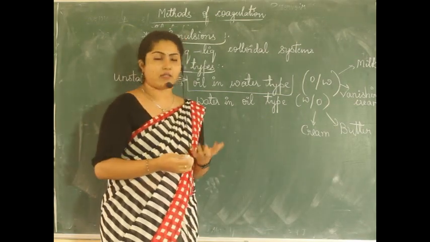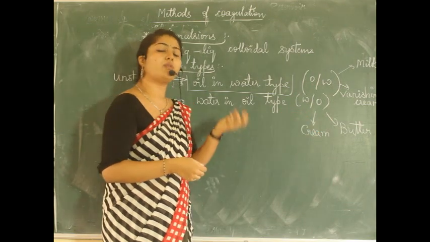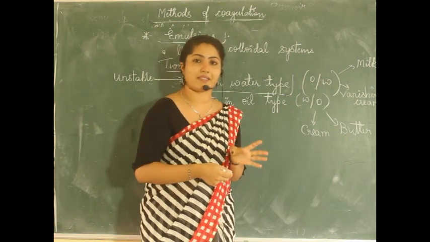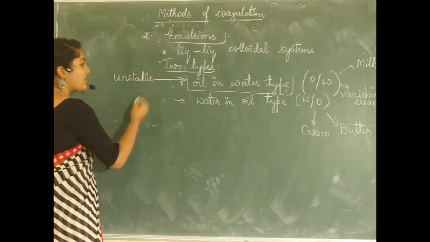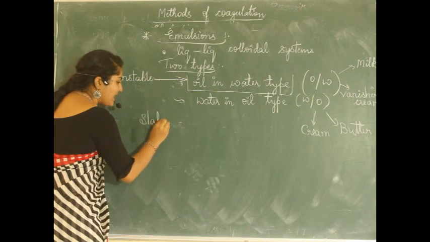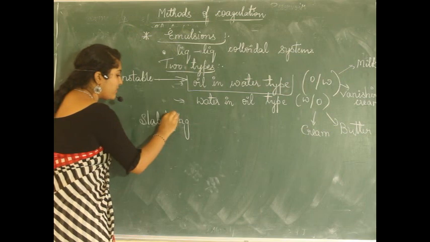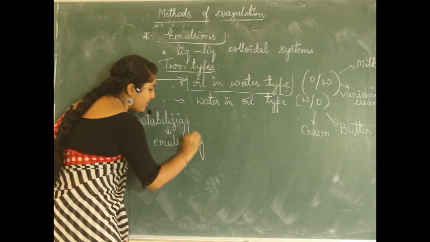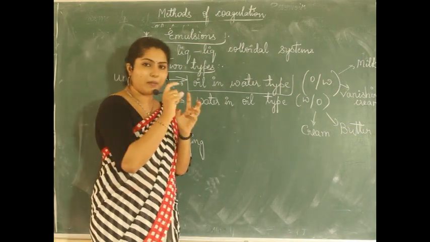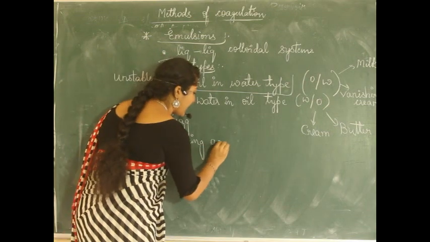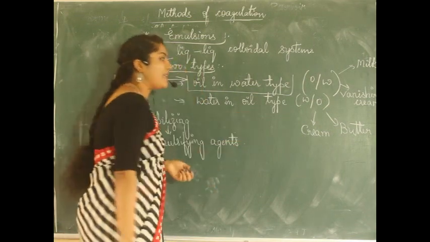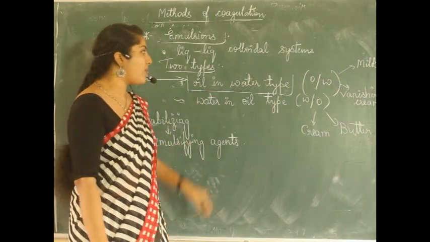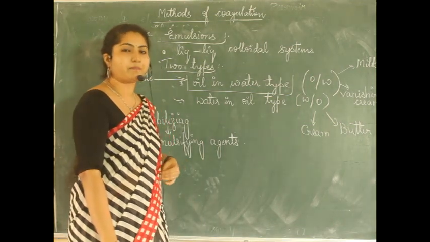Now what can be done to store it for a long time or to prevent the instability of these particular colloids? We can add some stabilizing agents. So what are those stabilizing agents called? The stabilizing agents which we add are also called emulsifying agents. You might have seen in ice creams, if you check behind, it will be written as emulsifying agents. That means it prevents it from getting spoiled. It prevents the instability of these kinds of emulsions. So that is about oil in water type of emulsions.